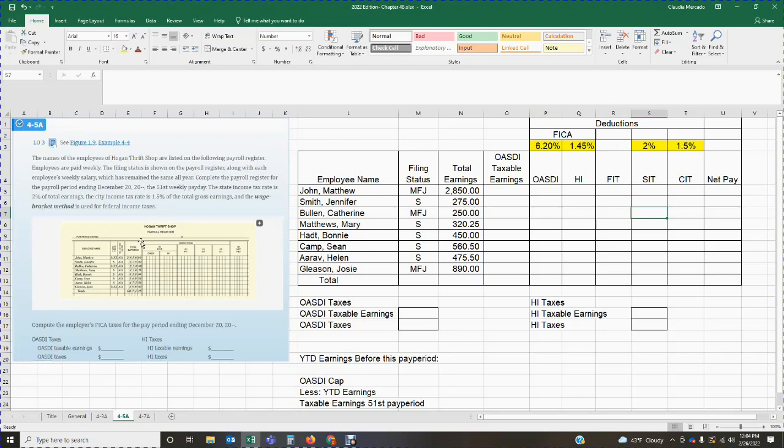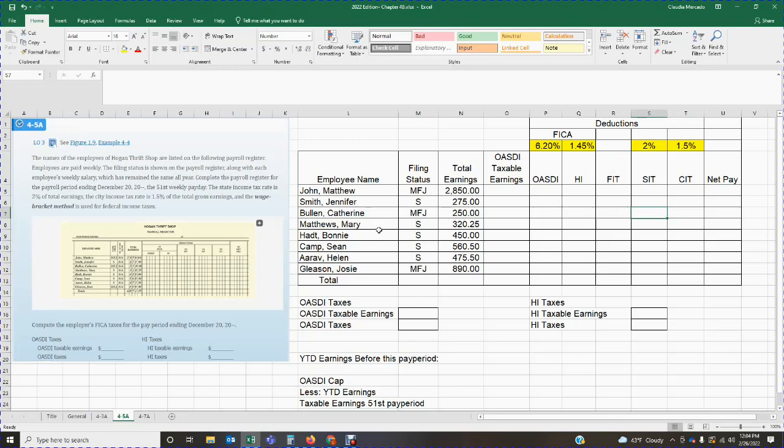Federal income tax, we're going to be using the wage bracket method, so we're going to be looking at those tables. So that is not a rate, but rather we have to use our tax tables. And that is about the only deduction where we are going to have to go to an external source to obtain that information.